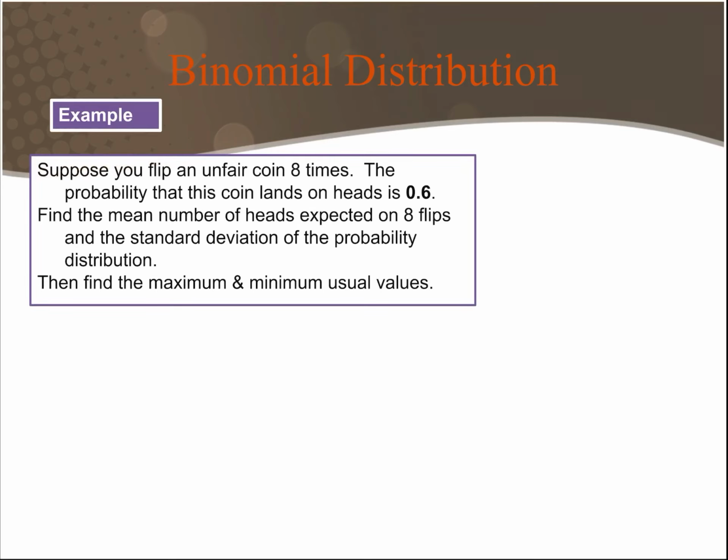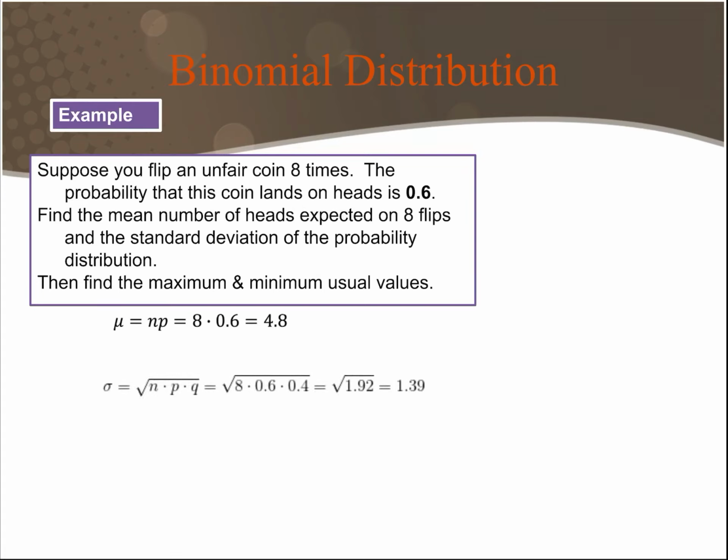So for example, let's suppose that we flip an unfair coin 8 times. The probability that the coin lands on a head is 0.6. Find the mean number of heads expected on 8 flips and the standard deviation of the probability distribution. And then we'll find the maximum and minimum usual values. So the mean, because this is binomial, is just n times p. So 8 times 0.6, which is 4.8.